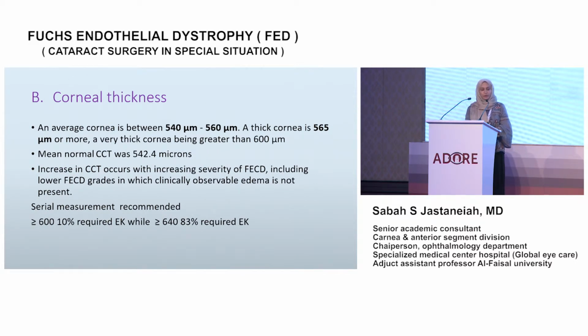Again, we have to know the normal. The normal is average between 540 to 560, but this normal is different in different areas. In our region, it is less than that, about 515. A thick cornea is 565 or more. A very thick cornea is 600. So the mean is around 540, and there is an increase in corneal thickness in every patient with Fuchs, even if you don't see clinically observable edema.